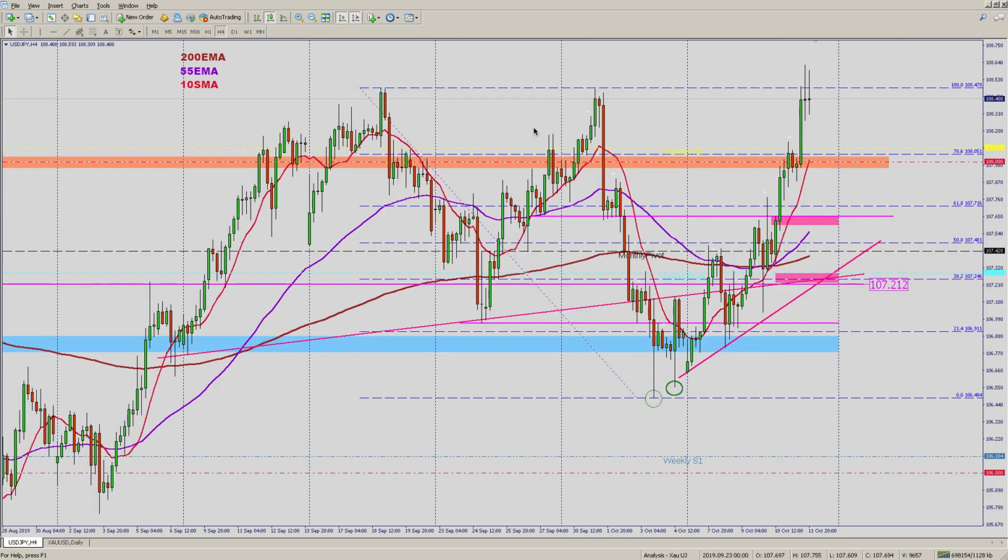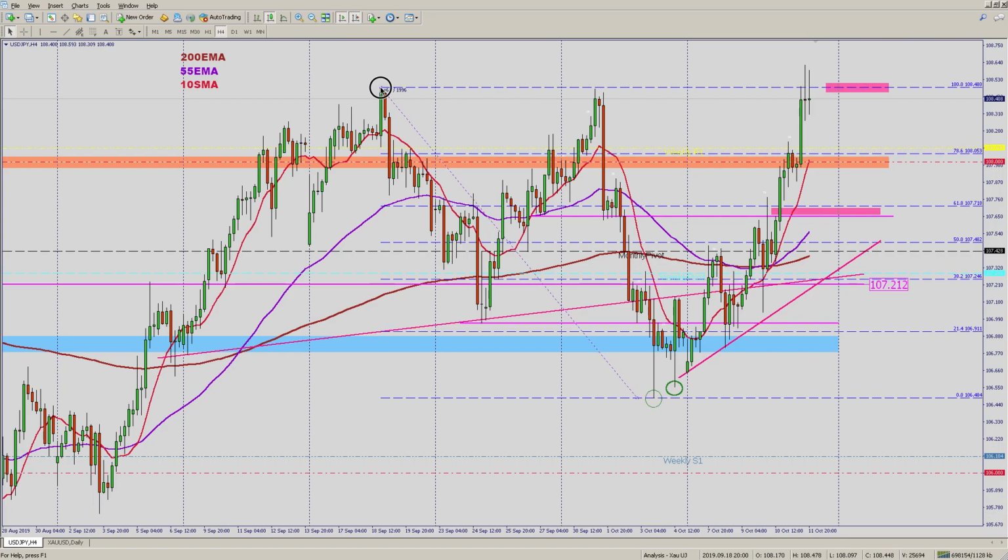Looking at the 4-hour time frame, this was the breakout from the top of the ascending triangle, and we can move this to this swing high here with short-term resistance.